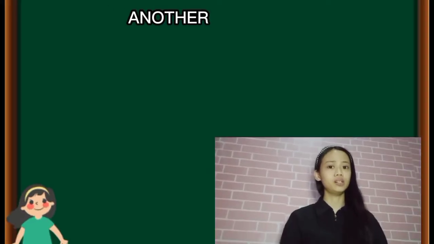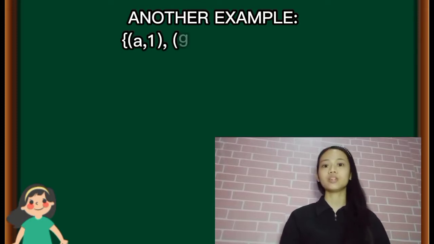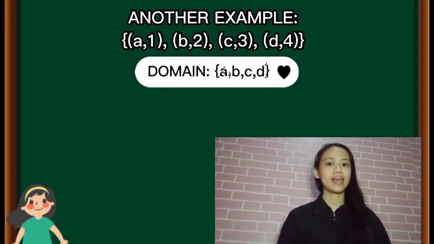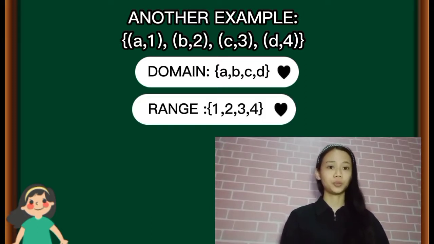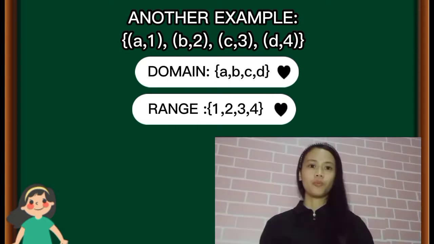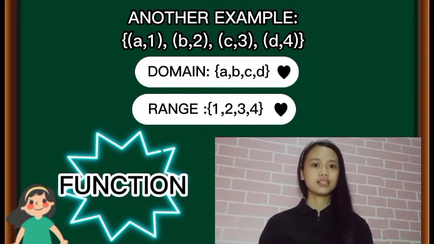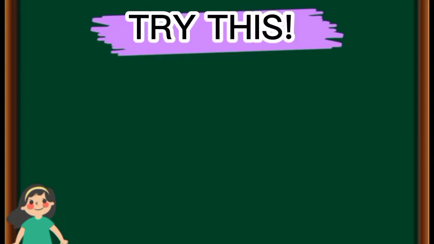Another example, a relation of (A, 1), (B, 2), (C, 3), (D, 4). So, the domain are A, B, C, and D, while the range are 1, 2, 3, and 4. We can notice that it is a function because each first component corresponds to only one value in the range.